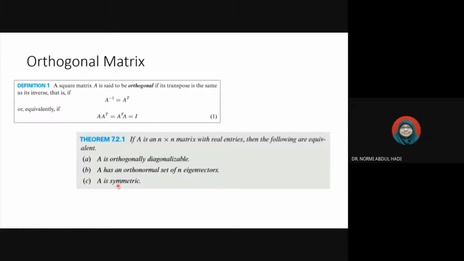Last one, A is symmetric. So what is symmetric? Symmetric is A transpose equals A. So if A transpose equals A, then A is orthogonally diagonalizable and A has an orthonormal set of n eigenvectors. A is n by n, so there are n eigenvectors.